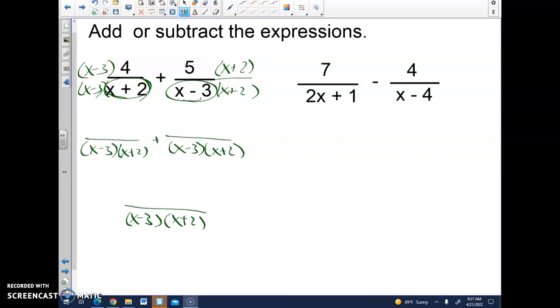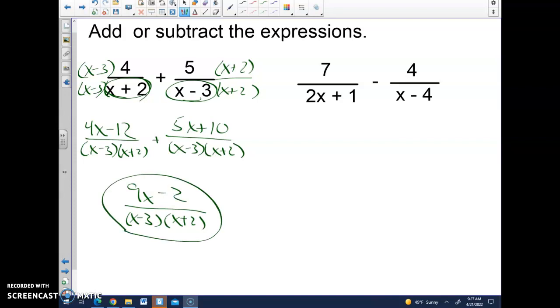The top is where we do our work. 4x minus 12, I distribute the 4. 5x plus 10. And with a plus sign, there's no distributing. 4x and 5x is 9x. Negative 12 and 10 is negative 2. You take the signs for what they are.